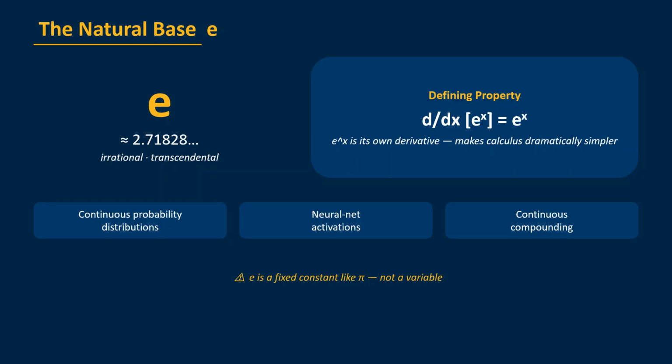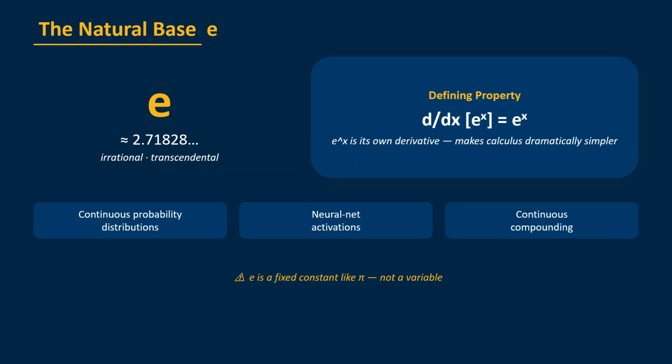Nearly every continuous probability distribution and machine learning activation function employs e as its base. This is not a matter of convention, but of mathematical necessity. The self-derivative property ensures that gradient computations, the engine of optimization algorithms, remain analytically tractable.